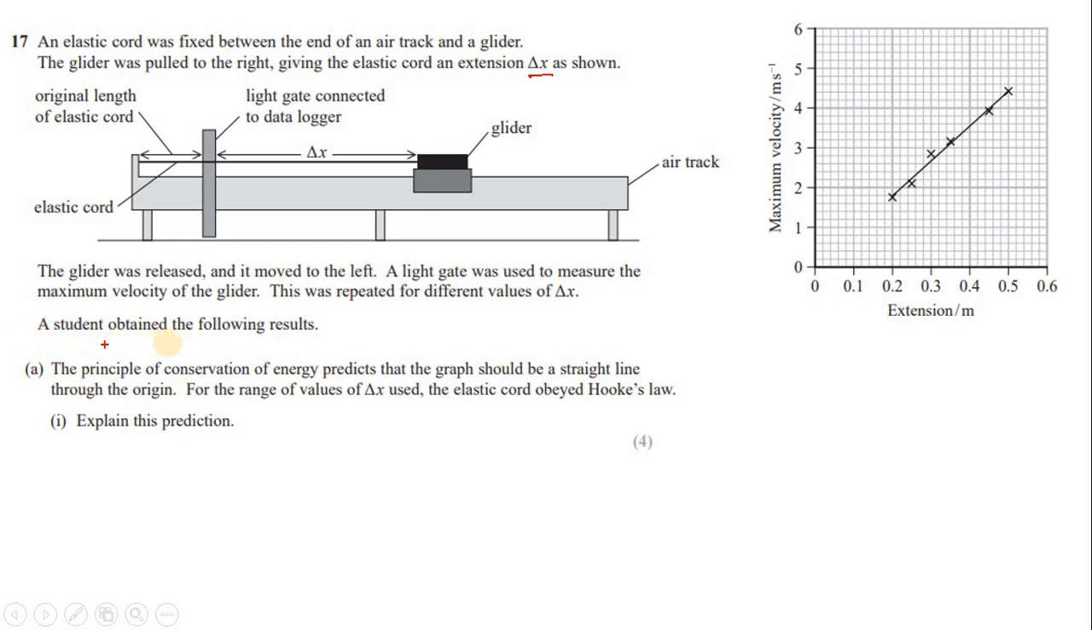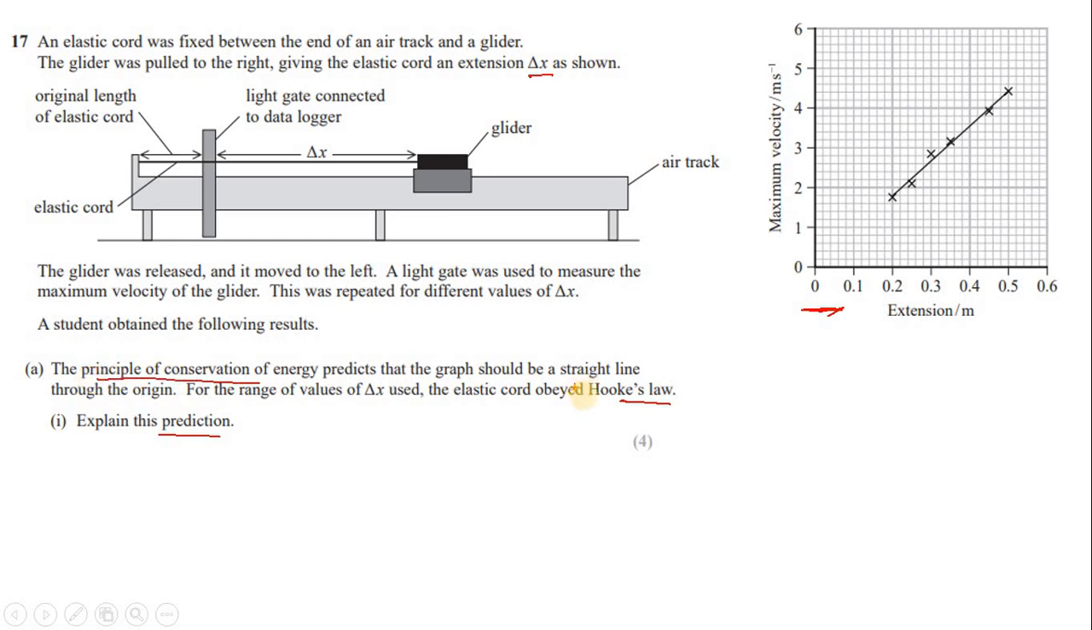So a student obtained the following result. Following result means this is the graph that the student obtained. The principle of conservation of energy predicted that the graph should be a straight line through the origin. For the range of values of delta x used, the elastic cord obeyed Hooke's law. Explain this prediction. So we will have to apply the law of conservation of energy.